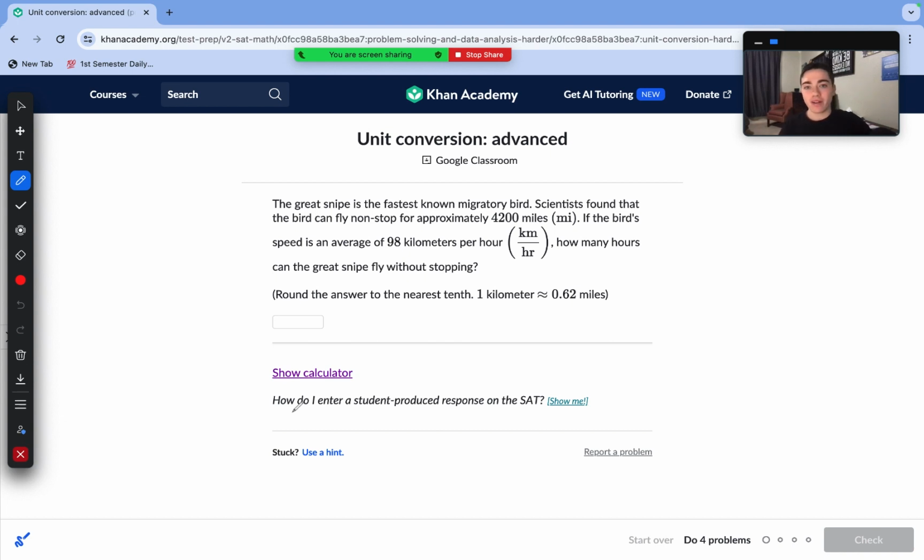Today we're going to be going over the same skill as before, unit conversions, but this time advanced difficulty level. Most likely we're going to be doing multiple unit conversions in one question, so definitely stay tuned for that.